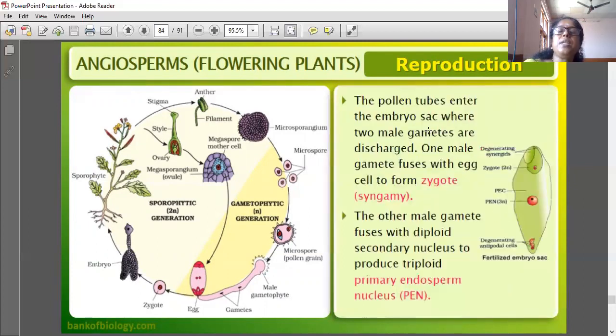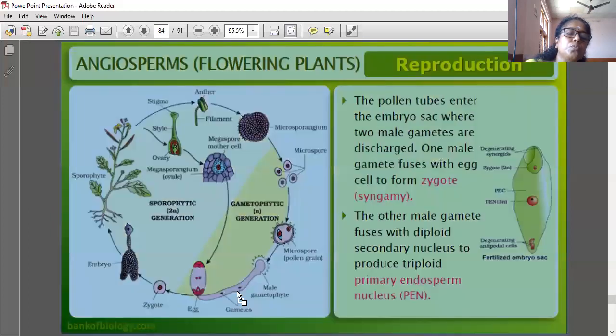The pollen tubes enter the embryo sac, where 2 male gametes are discharged. The 2 male gametes are discharged from the pollen tube. See, these are the 2 male gametes.